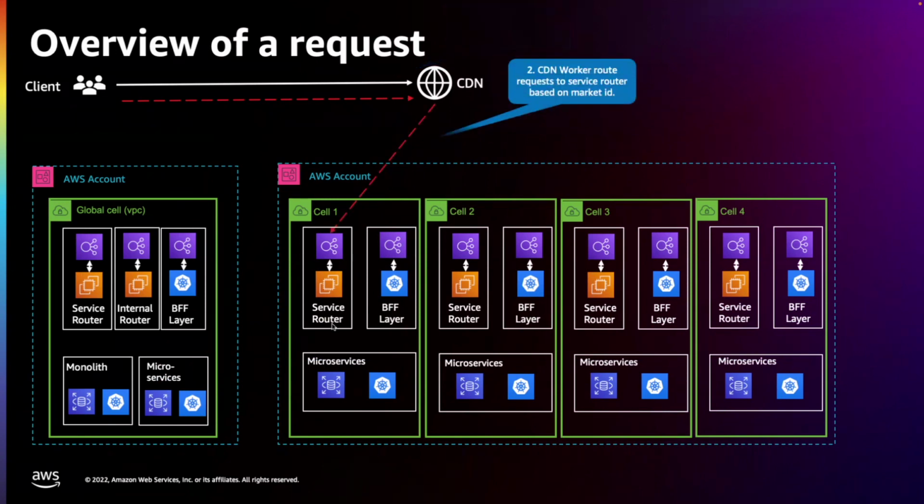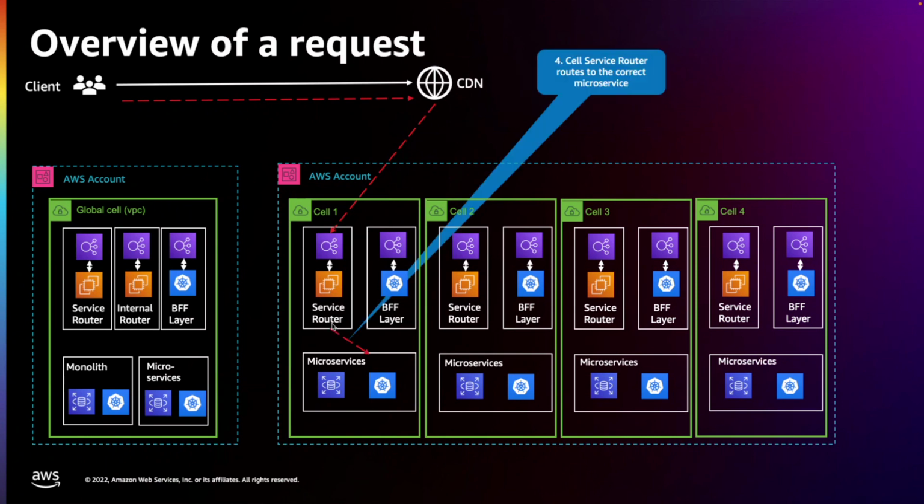And the CDN then takes that request and routes it to the specific service router based on that market ID. Then the request is routed to a workload running in the Kubernetes clusters in the appropriate cell.